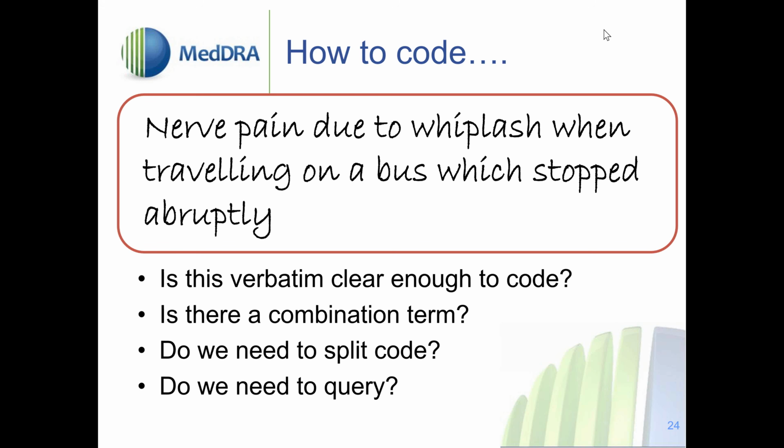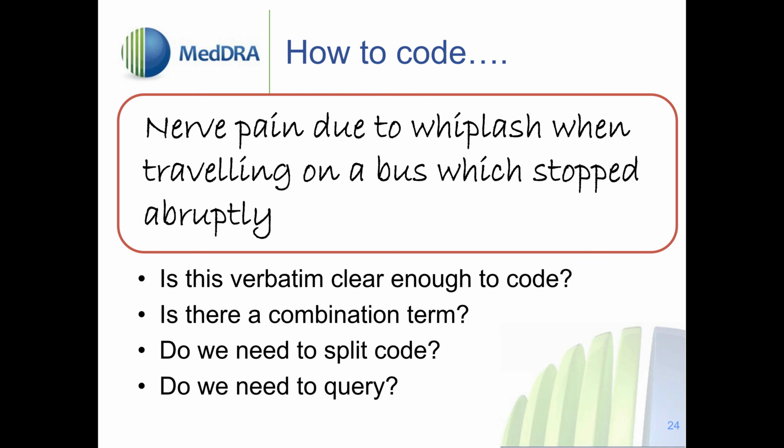So again, we ask ourselves the same questions. Is the verbatim clear enough? So we've got nerve pain and we've got a whiplash injury really, which happened accidentally. So is there some kind of combination term, or do we need to capture both parts of this? Do we need to split code, and do we need to query?